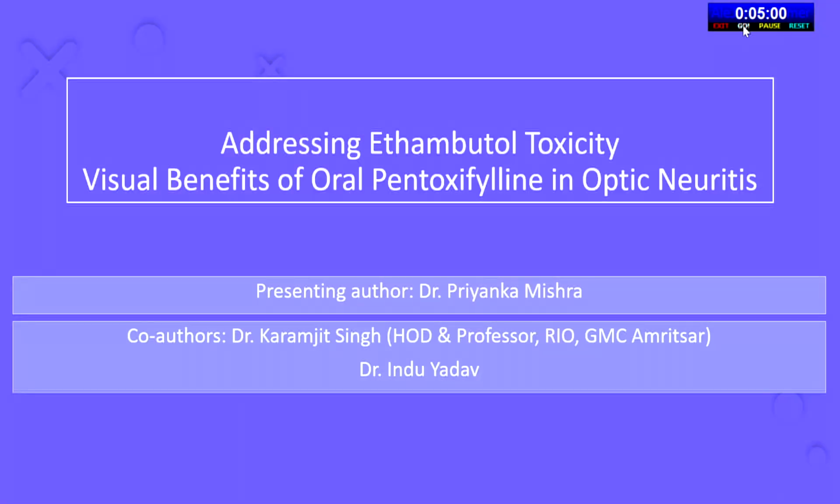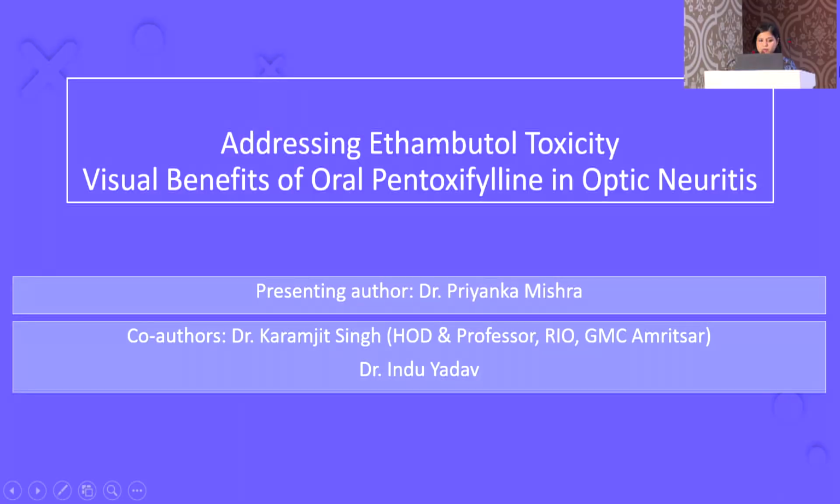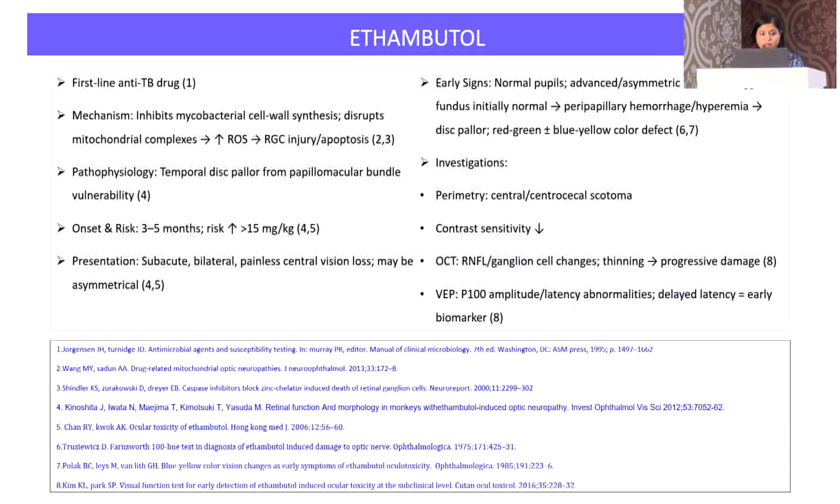Good afternoon, everyone. So today I'm presenting my paper on addressing the ethambutol toxicity and visual benefits of oral pentoxifylline in optic neuritis. So we know ethambutol is a first-line TB drug, and it acts by inhibiting the mycobacterial cell wall synthesis and causes retinal ganglion cell apoptosis. And we appreciate temporal disc pallor due to vulnerability of the papillomacular bundle.